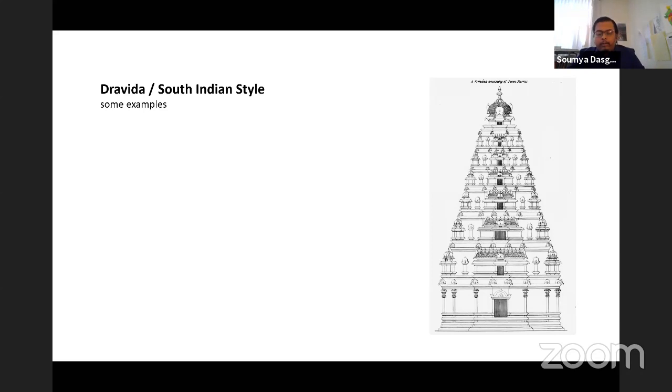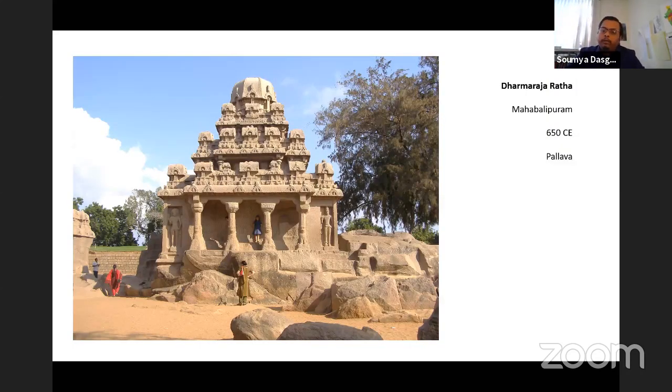post-rationalized by architectural historians. The first most prominent example that comes to my mind is the Dharmaraja Ratha in Mahabalipuram, which is in South India, in Tamil Nadu. And it was constructed in 650 Common Era by the Pallava dynasty. Now, notice very closely that this is an entirely rock cut structure, and as you can see the remaining of the rocks in and around.